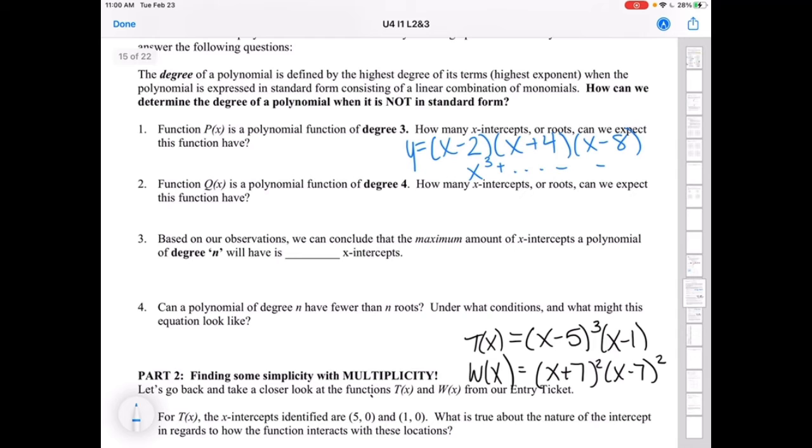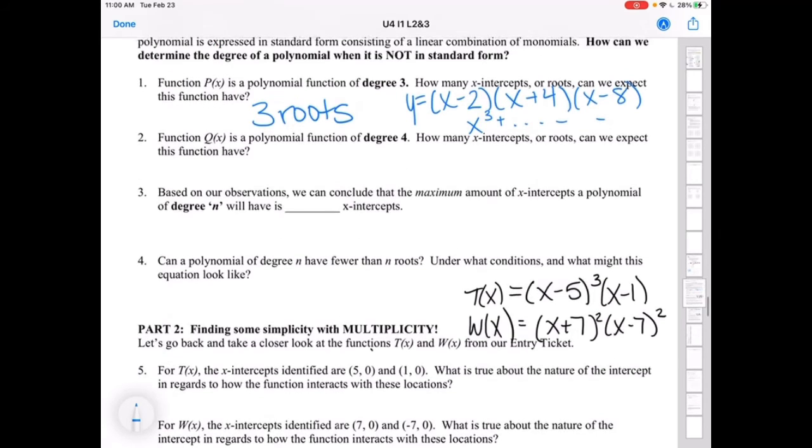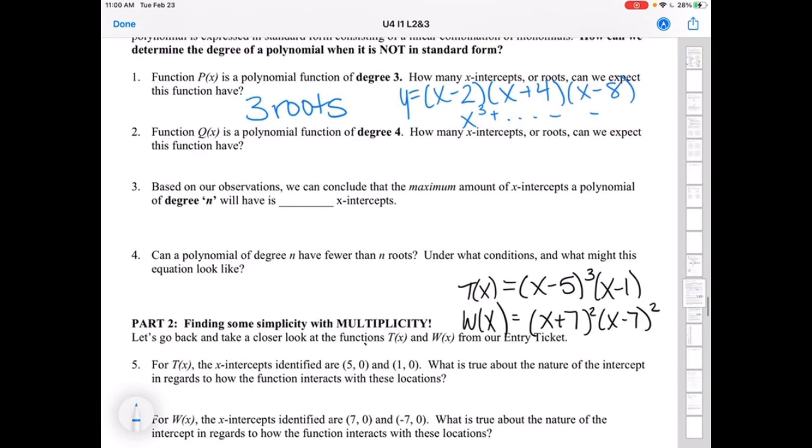So there are 3 roots here, and it's to the 3rd power, so it makes sense that degree 3 would have 3 roots, just like degree 4 would have 4 roots. But keep in mind, doesn't mean they're all real. And that's my little hint for you for later.